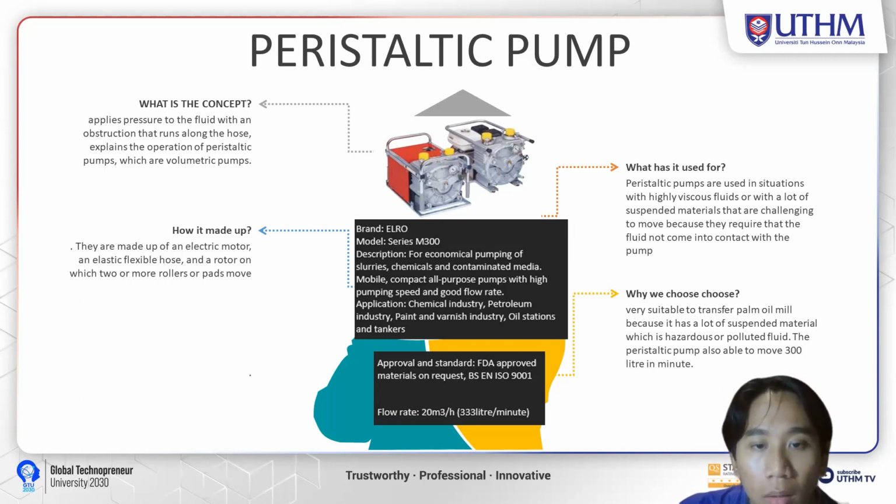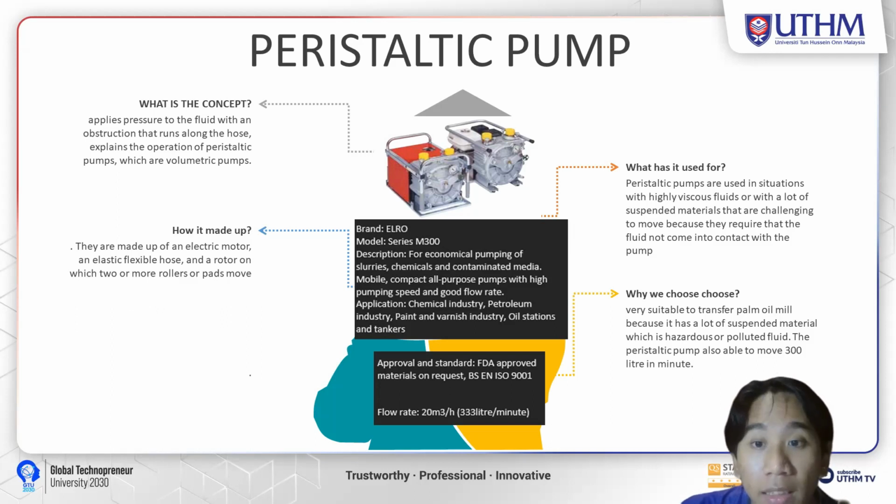So, first of all, we would like to explain the concept of a peristaltic pump. We apply pressure to the fluid with the suction that runs along the hose. This explains the operation of the peristaltic pump, whose other name is volumetric pump. So what is it made of? It is made of an electric motor, a flexible hose, and a rotor on which two or more rollers or smooth pads are mounted.